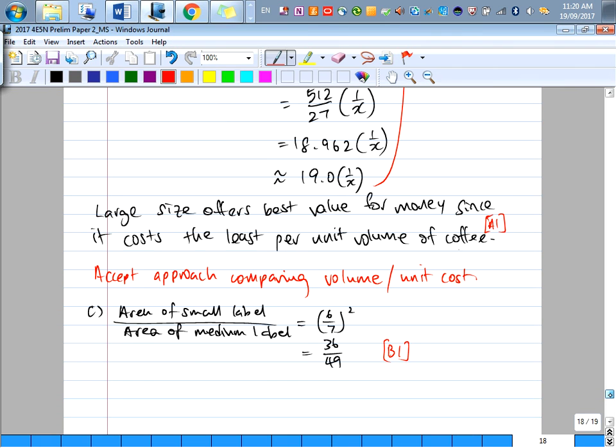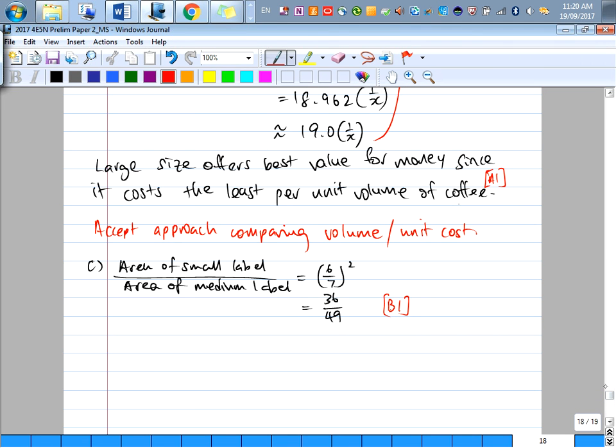Then for the area, this is also a giveaway question. Area of small label over area of medium label is just 6 over 7, and then we square it. Giveaway, 1 mark. Where? cm cubed per unit volume. Oh, then this one is 4 full marks. You want to get 4 marks for mistake, is it?